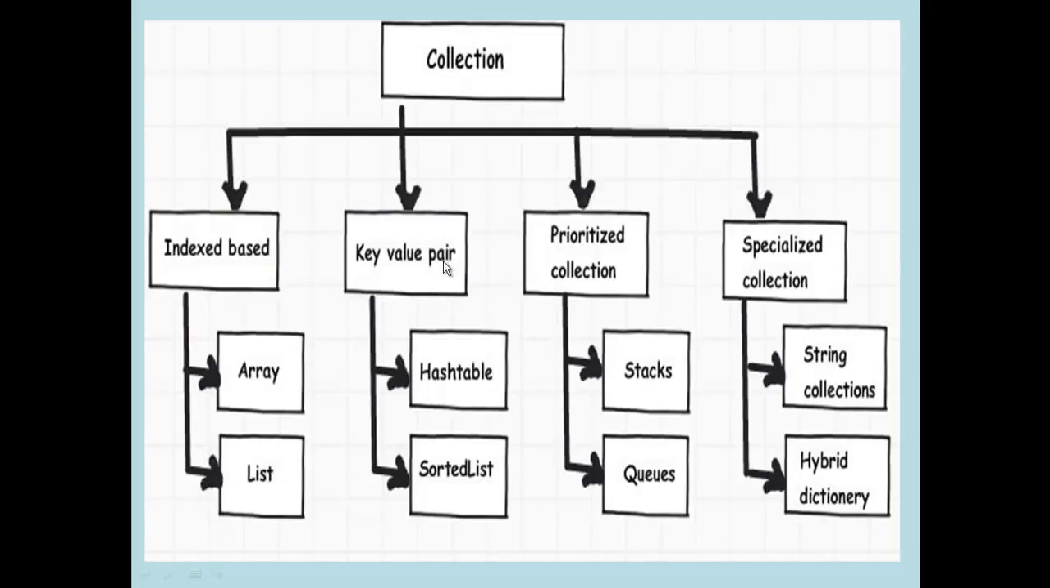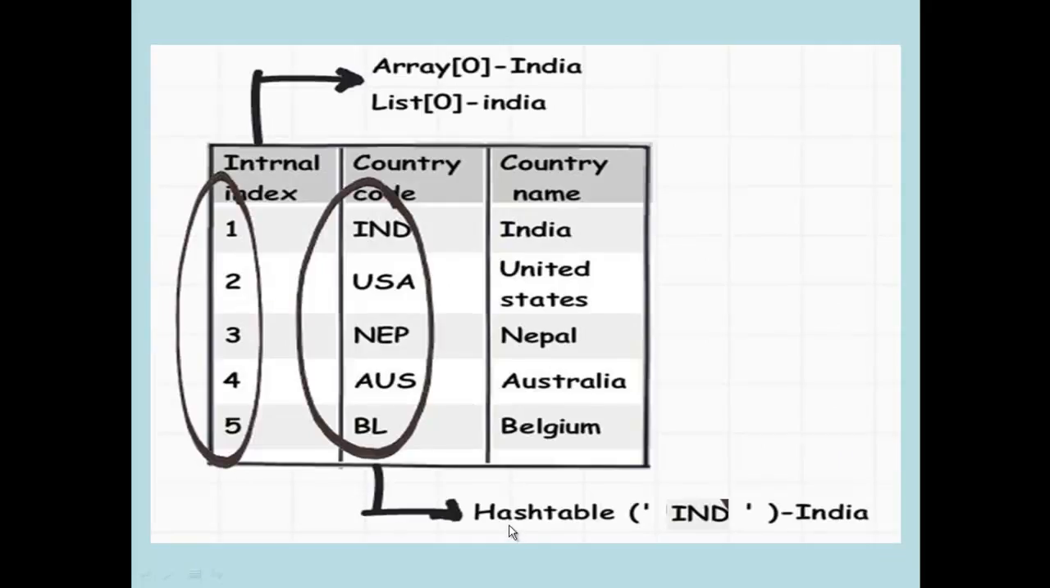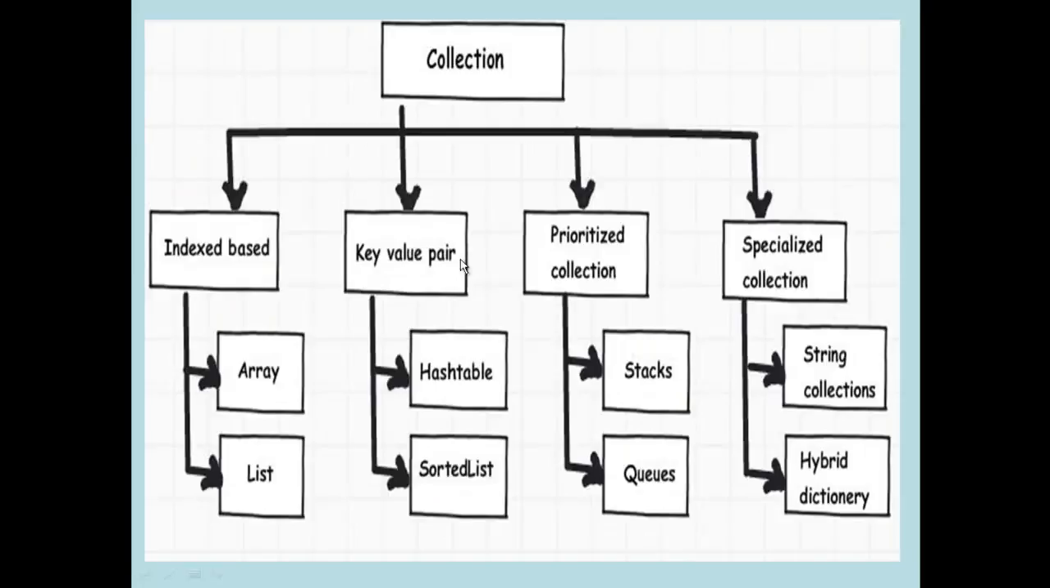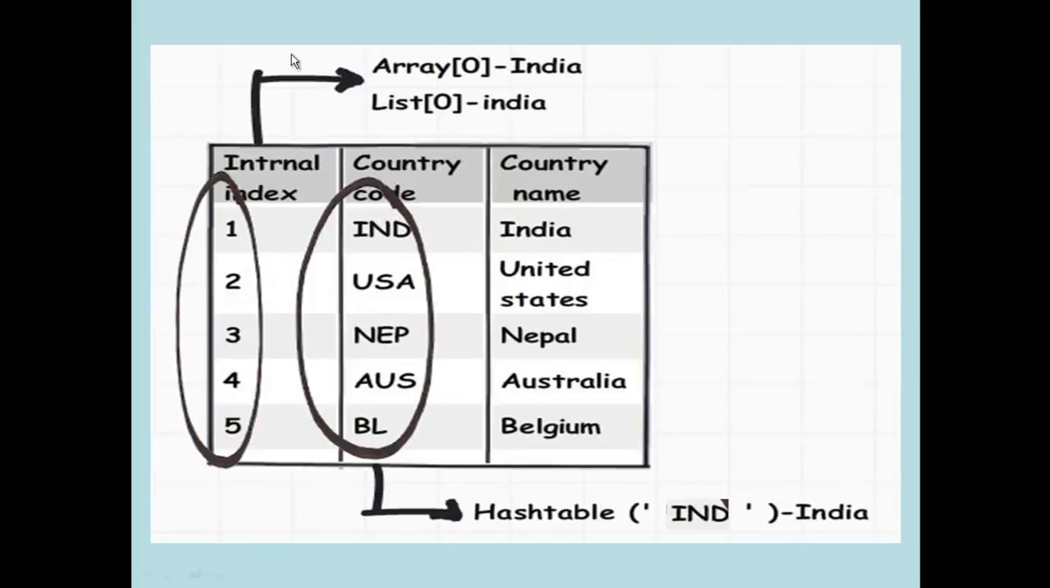So if you want to get a record by using a key, then you will either use a hash table or a sorted list. For example, if you use a hash table here, probably you can say hash table of IND. So this will give you the value India. So in other words, index based collections help you to get the value using the internal generated index values of the collection, while key value pair basically helps you to look up the value by using a user defined key. For example, in this example it is like IND, USA, NEP, so that we can get the value of the record.